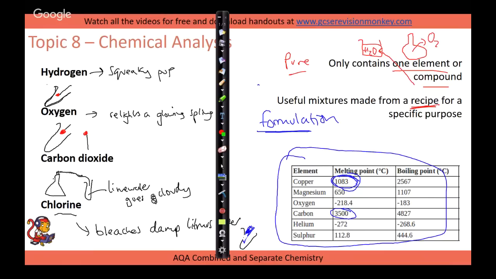If it's impure, it doesn't mean that it's a formulation necessarily, because a formulation is a very specific recipe for a specific purpose, like a paint. A paint, you're going to put certain ingredients into that to make your paint, certain chemicals and certain percentages. Fertilizers as well, when we talk about NPK in separate science, you don't need to know that for combined, but those fertilizer formulations, because they have very specific percentages of chemicals inside.